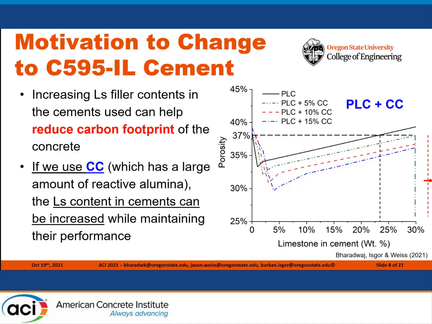If we use SCMs that are rich in alumina, especially calcined clay, the limestone content in the cements can be increased while maintaining the performance. For example, the plot on the right is again a plot of porosity as a function of limestone content in the cement. And when you have increasing contents of calcined clay, the equivalent porosity limestone content can be increased. And this increase is about 5% increase of limestone in the cement for every 5% of calcined clay added, approximately.